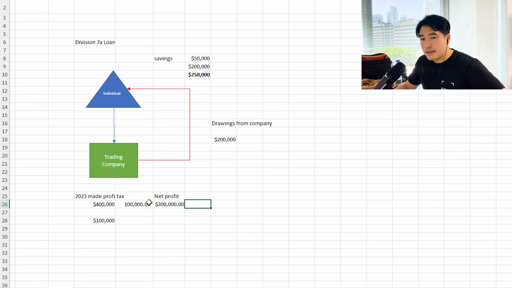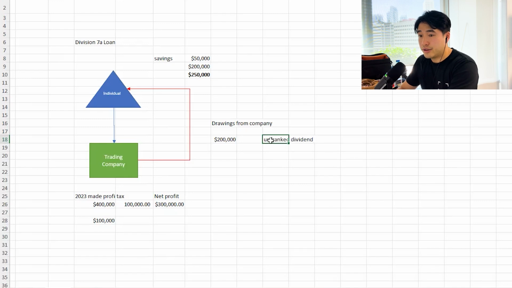But what happens here is the ATO has taxed this, and then they go, well, you've taken $200,000 out of this company as well. And because there's no loan agreement, you don't meet the rules of Division 7A. What we're going to do is apply Division 7A rules, and as a result, that $200,000 is going to be treated as an unfranked dividend in the individual's name. So now in the individual's income, instead of it being only $100,000 for wages, where the tax has already been paid on it, they're going to take up the unfranked dividend as well.